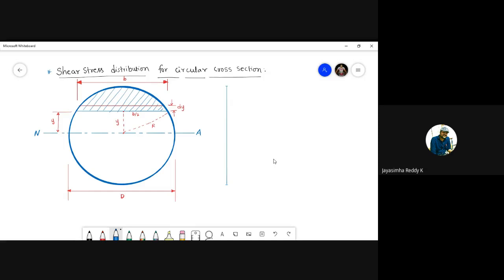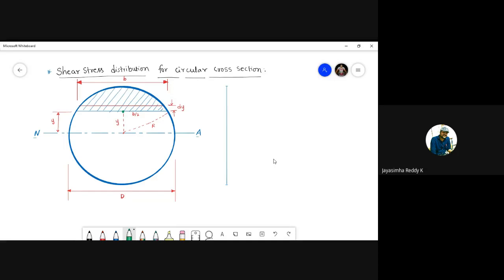Okay, students. So this is a circle of diameter capital D and with radius capital R, and I'm considering a point at a distance of y from the neutral axis. Have you all observed this y? So this is my neutral axis, and I'm considering a point at a distance of y from the neutral axis. I would like to find out the shear stress at this point.